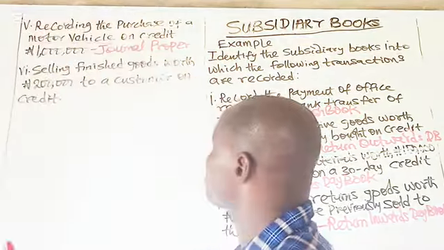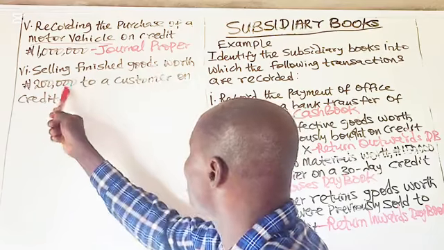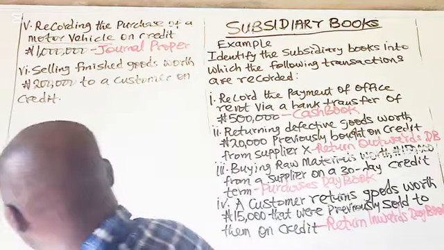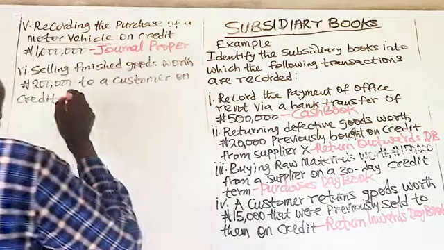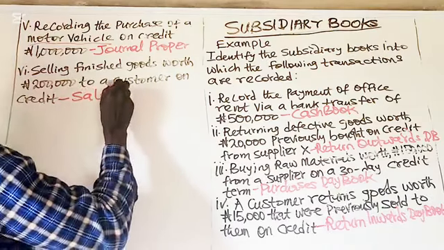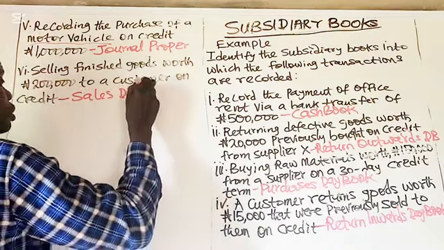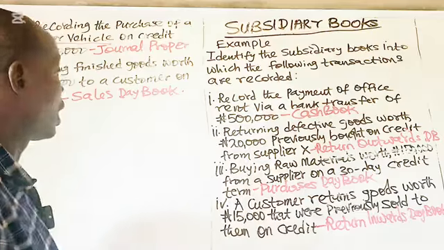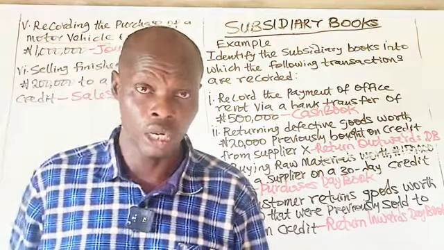Now 6. Selling finished goods worth 200,000 to a customer on credit. These are goods sold on credit. Goods sold on credit will be recorded in the sales day book or sales journal. The sales day book or sales journal records goods sold on credit.